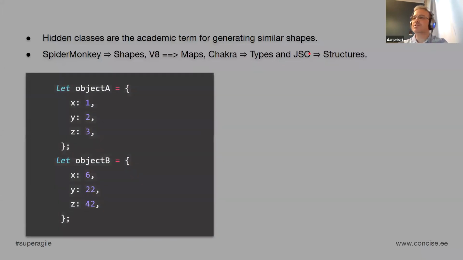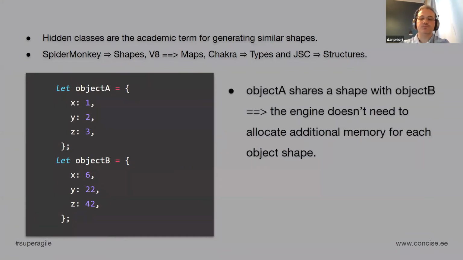So let's consider this. We have two objects here, object A and object B. You can see they are more or less the same, right? Because they have the same shape. Object A shares a shape with object B, so in this case, the engine doesn't need to allocate additional memory for each object shape. It only needs to store its values, as we can see here.